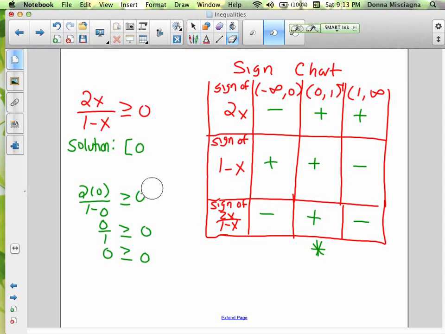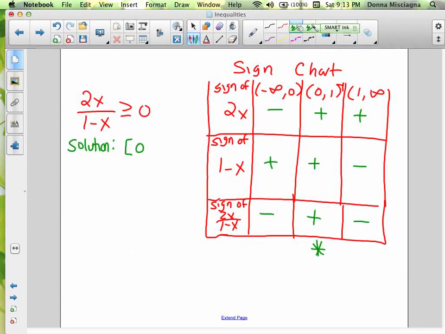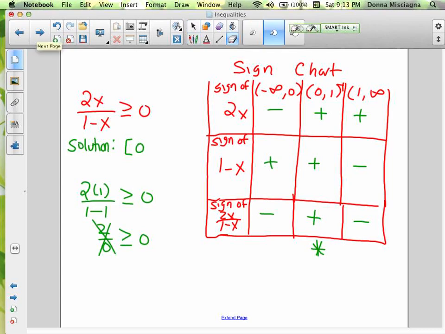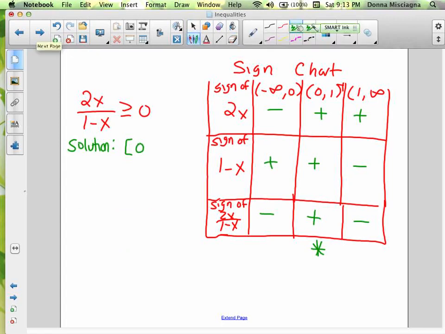How about the 1? Can we include that one? All right, let's plug 1 in. 2 times 1 divided by 1 minus 1, is that greater than or equal to 0? Well, I have 2 divided by 0, and I have a real problem with that, because this is not a real number. So we can't plug the 1 in, because now our fraction is undefined. We've got an undefined inequality.